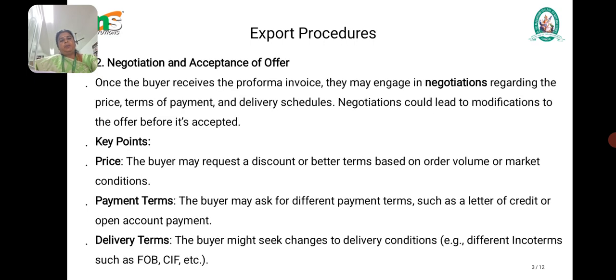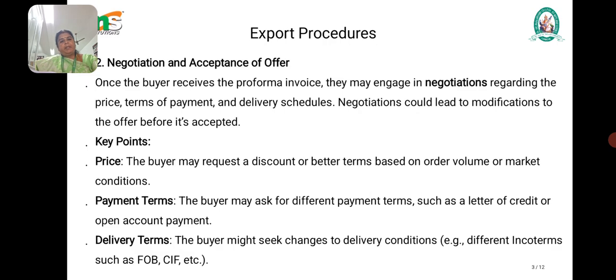Second one, negotiation and acceptance of offer. Once the buyer receives the pro forma invoice, they may engage in negotiations regarding the price, terms of payment, and delivery schedules. Negotiations could lead to modification of the offer before it's accepted. The key points are price. The buyer may request a discount or better terms based on order volume or market condition.